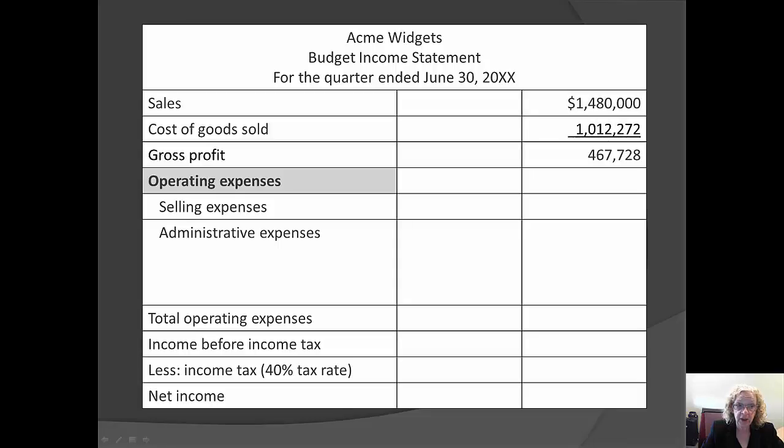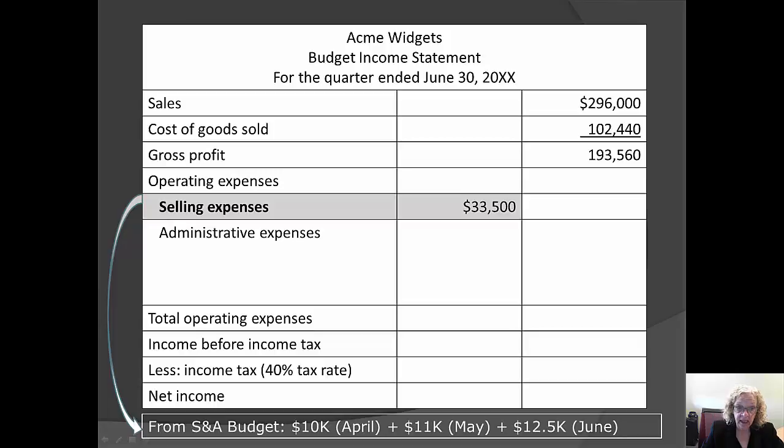Next, we need to compute our operating expenses. Our selling expenses we can find by looking at our selling and administrative budget, and we can add the amount for April, May, and June.